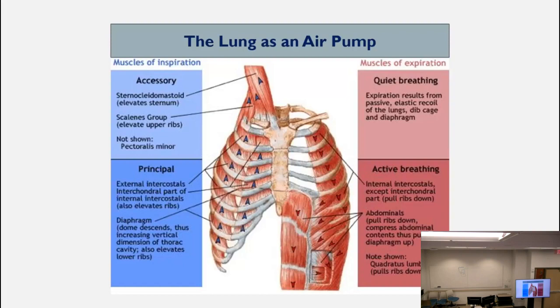You have there on the left side the muscles that participate in inspiration, and on the right side, the process of expiration. The most important muscle for inspiration is the diaphragm, as we said before. Then we have the accessory muscles: sternocleidomastoid, scalenes, pectoralis also participates, and external intercostals. Now, what is this? External intercostals expand the chest. So if you expand the chest, we are going to have inspiration.